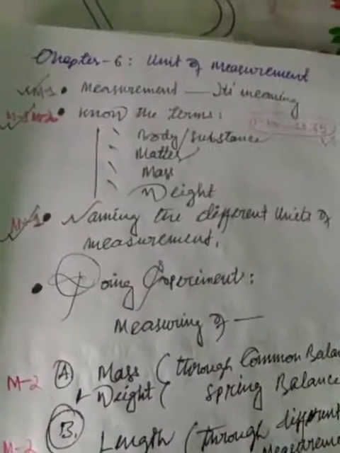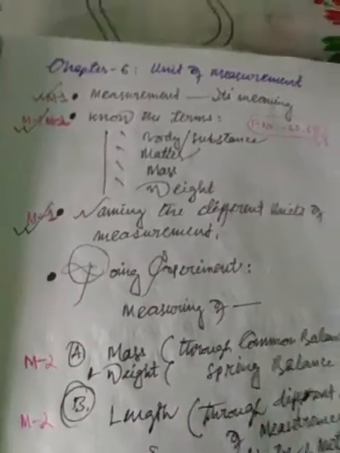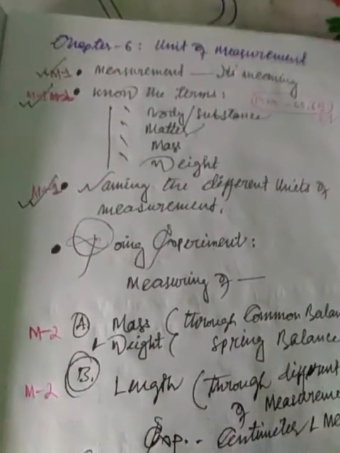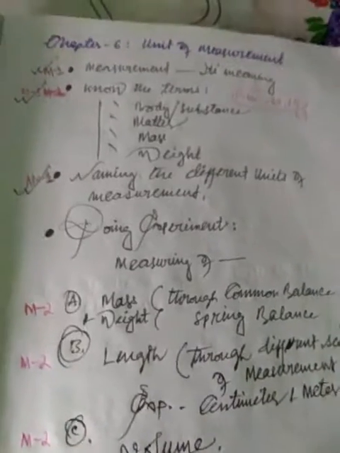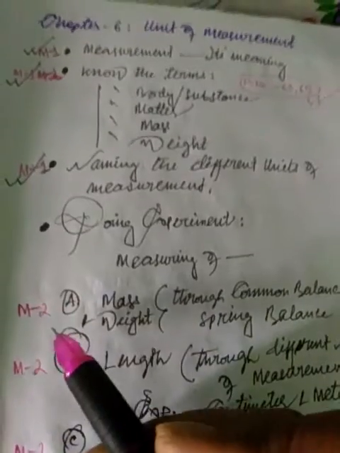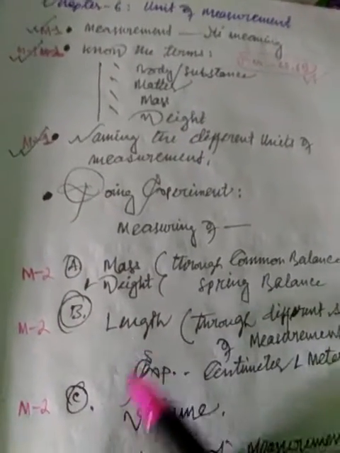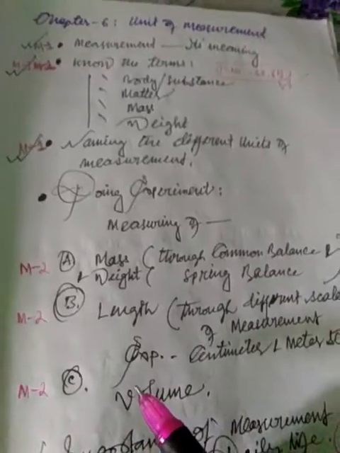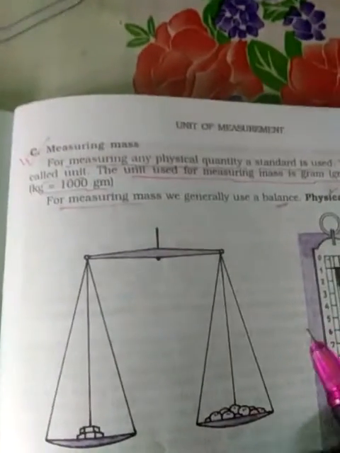Today I would like to discuss the chapter unit of measurement in module 2. The topics of module 2 are measuring of mass and weight, measuring of length, and measuring of volume. So I would like to start from your book, the measuring of mass, the first topic of today's discussion.